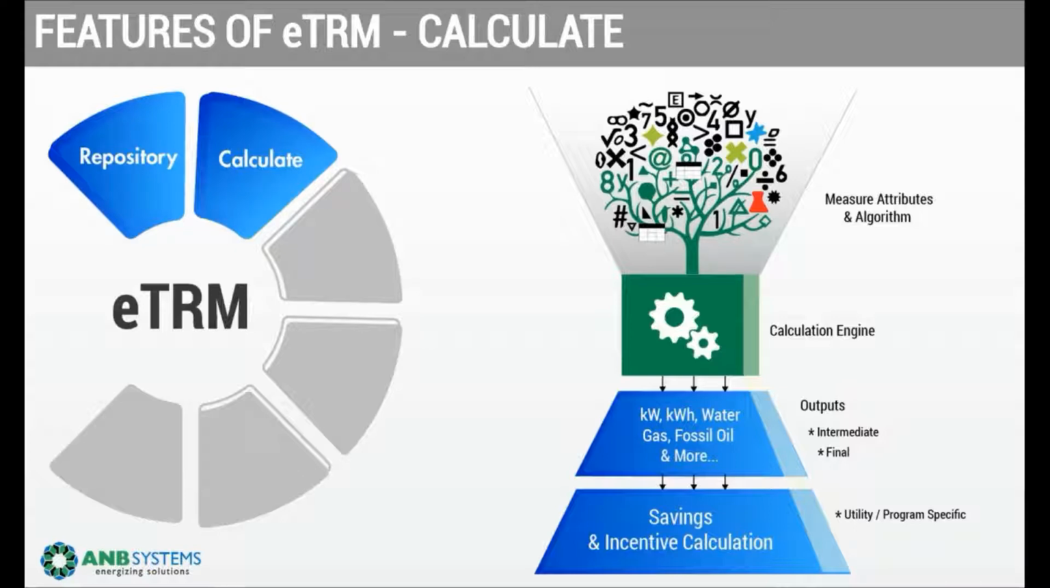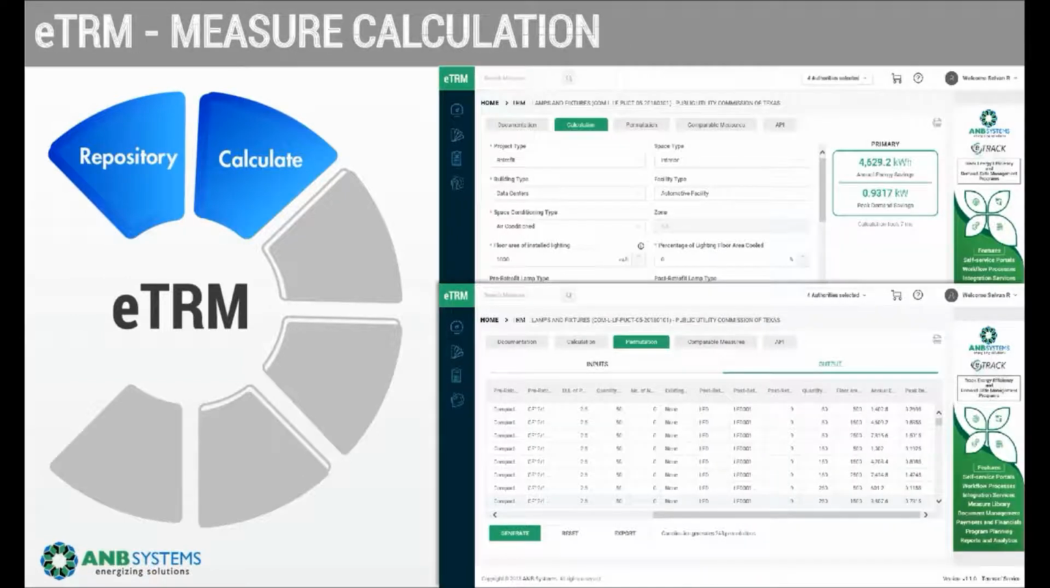eTRM's combined lookup and conditional statement capabilities allow the definition of utility-specific measure savings and incentives, allowing utilities to use the system uniquely. This is a look at the measure calculation screenshot. The first screen shows the calculation of a measure savings at a single measure instance. The bottom screenshot is a permutation analysis. It shows the measure savings based on various combinations of measure specification values. We're going to take a look at this closer in the demonstration of the platform.